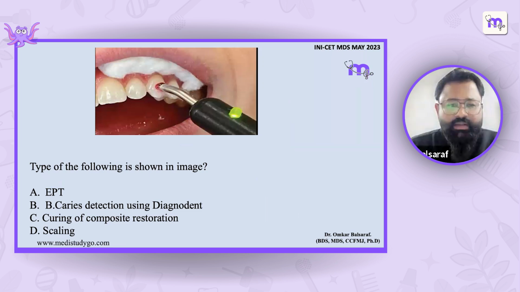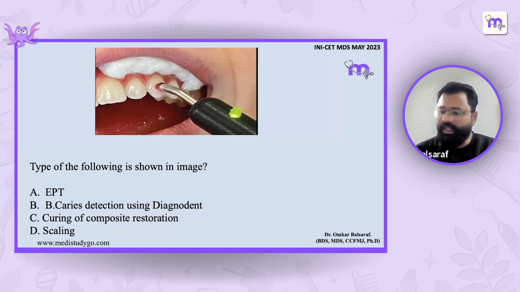Which of the following is shown in the image? What does this image basically depict? First is EPT, that is electronic pulp testing. B is caries detection using Diagnodent. C is curing of composite restorations. And D is scaling.